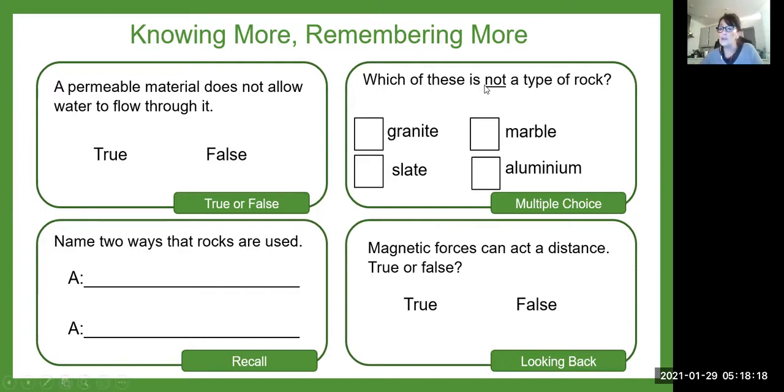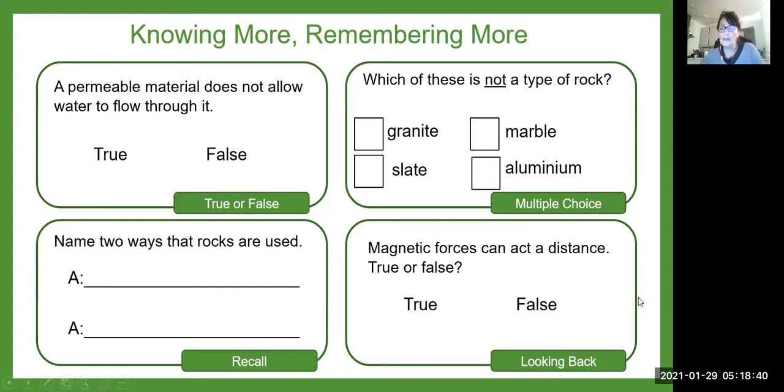Which of these is not a type of rock? Granite, marble, slate, or aluminium? Name two ways that rocks are used. Think about that. Think about in everyday life, what do you see? Where do you find rocks?